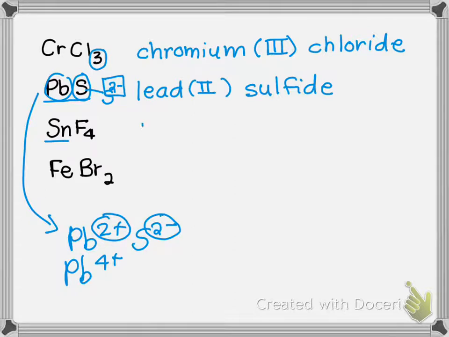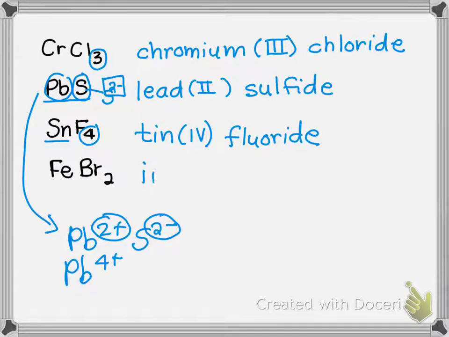Okay, Sn is tin. And I look here, it took 4 fluorides, so it would be tin 4 fluoride. And then this is iron, and iron can be a 2 or a 3, but since it took 2 bromides, I know it's a 2, so it's iron 2 bromide. So that is a twist on the naming.